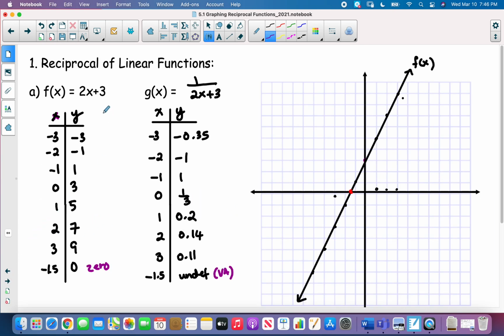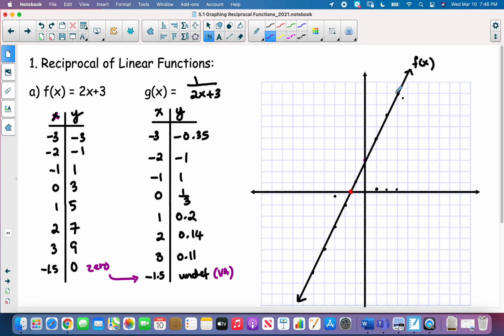Let's take another example, where the original function is f of x equals 2x plus 3, and its reciprocal function g of x is 1 over 2x plus 3. So I made a table of values for the original function, and I noticed that it has a zero, or an x-intercept, at negative 1.5. In the reciprocal function, that's the same point where I'm going to have a vertical asymptote, because when I do 1 over 0 for the reciprocal, I'm going to get undefined, right? So that's where the vertical asymptote is.